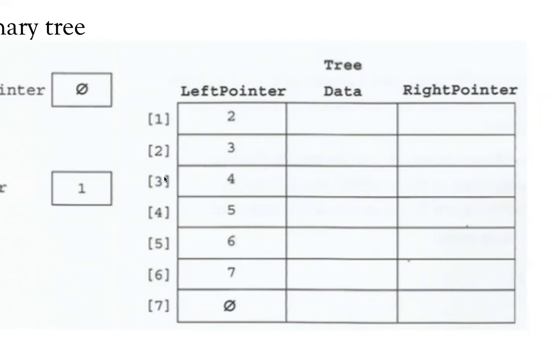So the third node is connected in left position with the fourth. The fourth is connected in left position with fifth. Fifth is connected with sixth. Sixth is connected with seventh. Seventh is connected with nothing because it's the last node. But all of these nodes are connected together through their left pointers only. And the right pointers are currently empty.